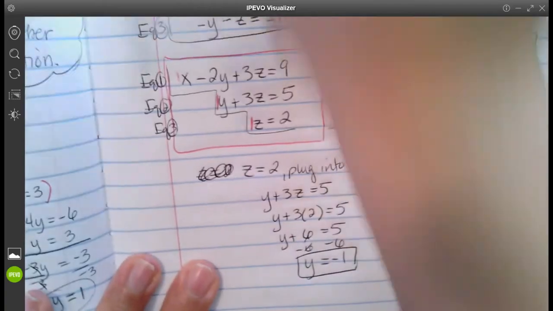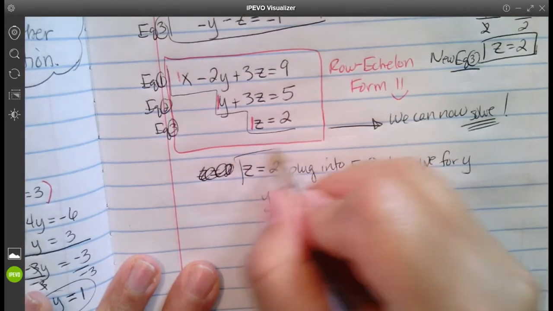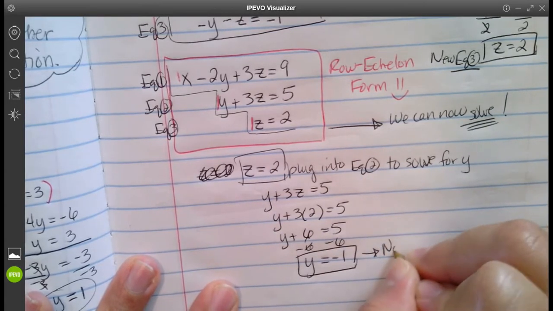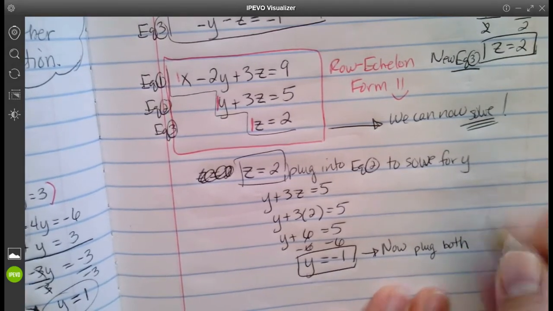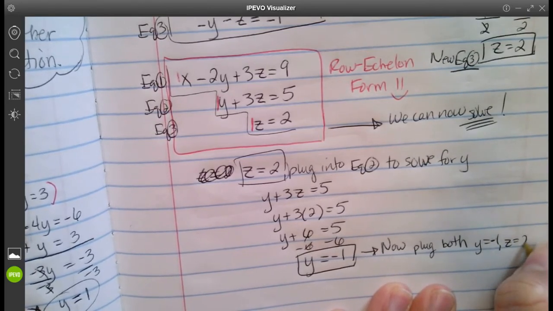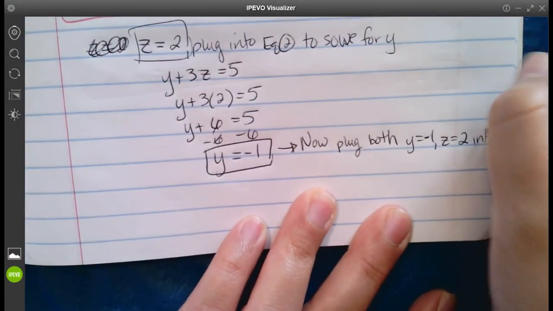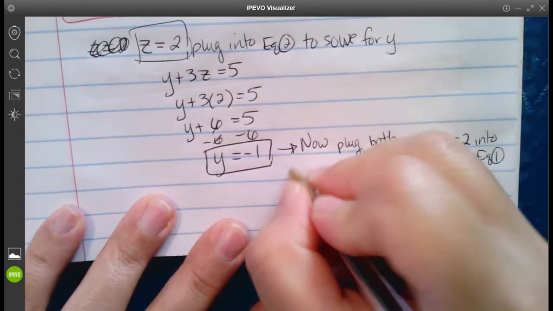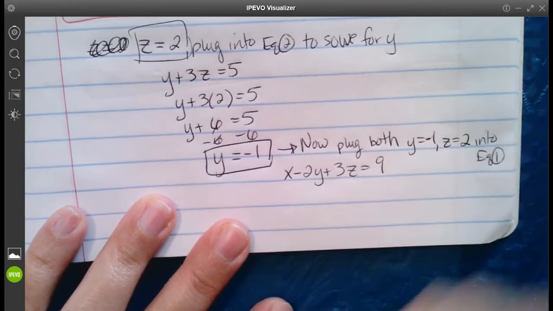Okay, so there's y. Now that we have y and z, we can plug both of them, y equals -1 and z equals 2, into equation 1. Equation 1 was x minus 2y plus 3z is equal to 9.